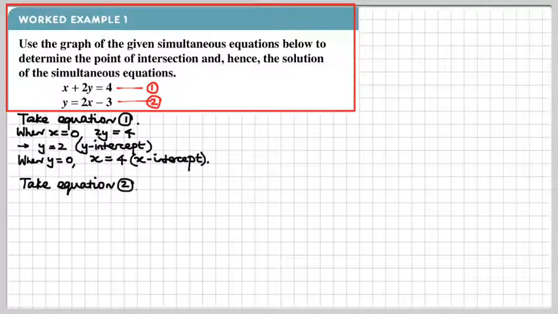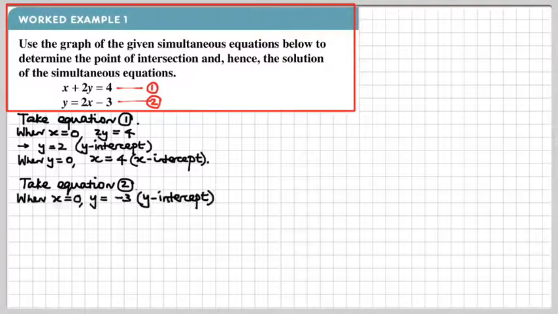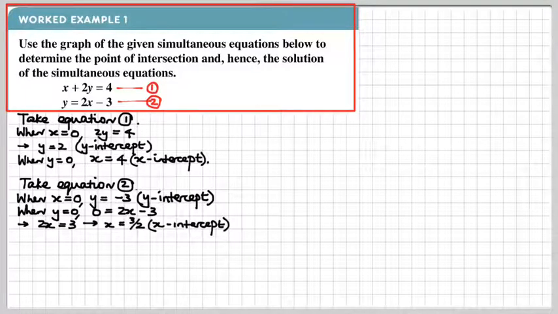Now equation 2. Same procedure. When x is 0, y would be minus 3. Look at equation 2 here, and you can see that that works. When x is 0, y will be minus 3. That's the y-intercept. When y is 0, that's 0, so you then have to solve that for x. So 2x minus 3 will equal 0, and therefore you have to do a bit of algebraic manipulation to get x: 2x is 3, and therefore x will be 3 over 2, or 1.5, which is the x-intercept, right?